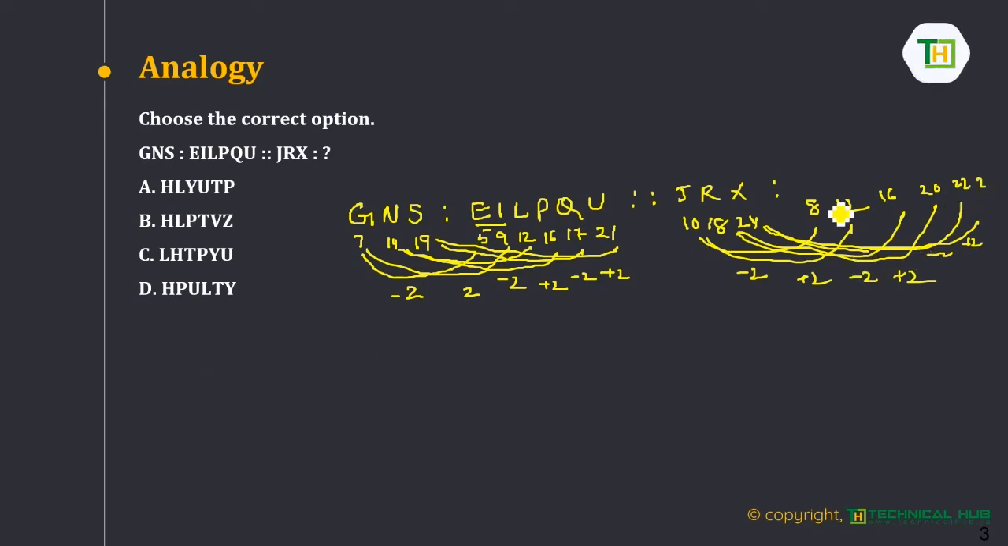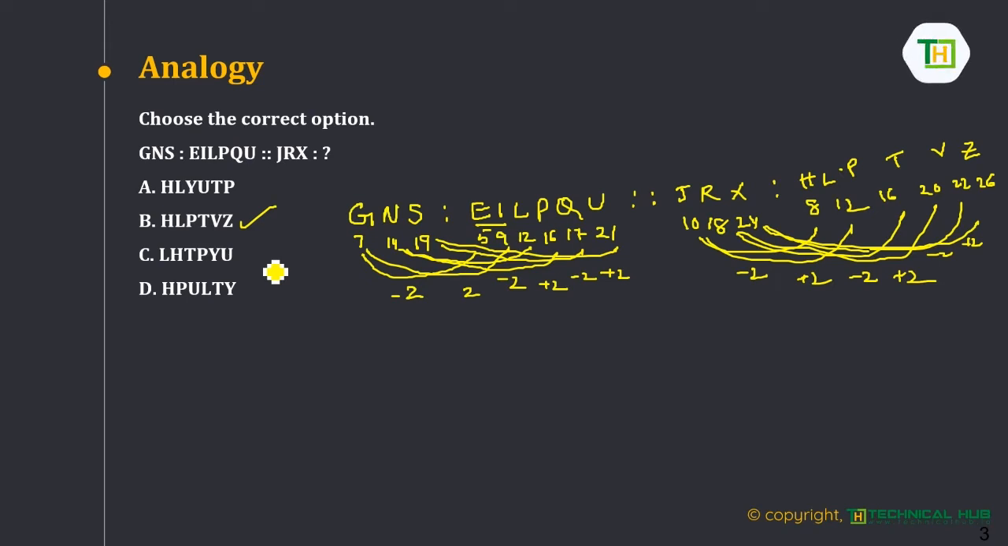Now write down with respect to letters. 8 is H, 12 is L, 16 is P, 20 is T, 22 is V, and 26 is Z. So finally the answer is H, L, P, T, V, Z. Given the options, B is the correct answer. So move on to the next one.